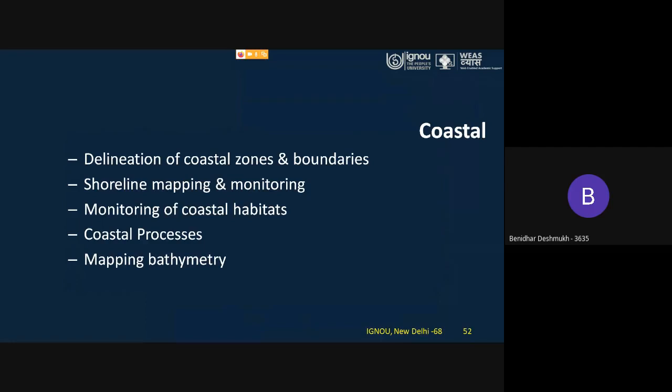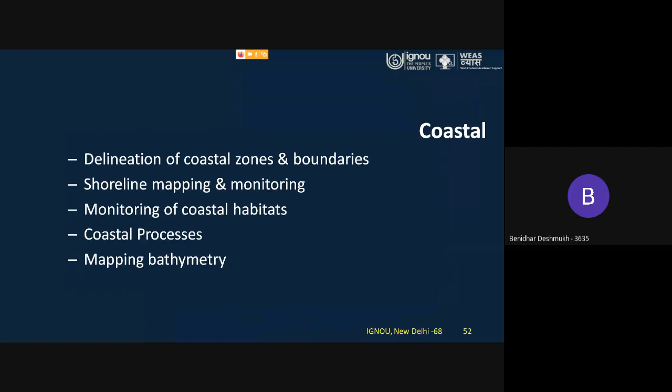Another example is shoreline mapping. Whether there is erosion or deposition going on in some areas is understood by mapping the shoreline of that particular area and monitoring it continuously. Then also, if there is any change in the coastal ecosystems or habitats, whether any area is lost or gained, that is revealed through monitoring of the coastal habitats. Then coastal processes need to be studied, and this is very well used in coastal processes. One example is Oceansat 1 and 2, which is typically used for the study of coastal processes.